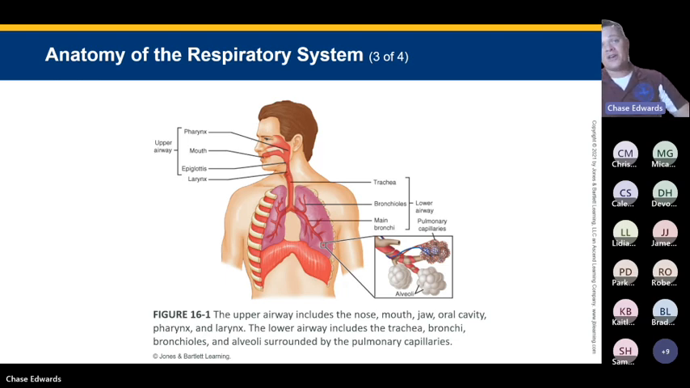It can also become infected. It can become irritated, and you can end up with something that's called epiglottitis, and that can be very dangerous because once that swells up, guess what it blocks? The airway.